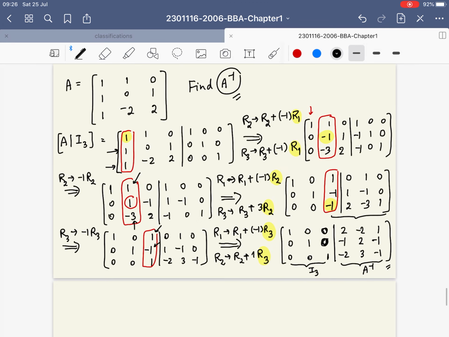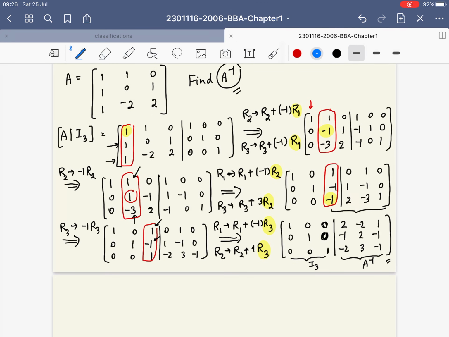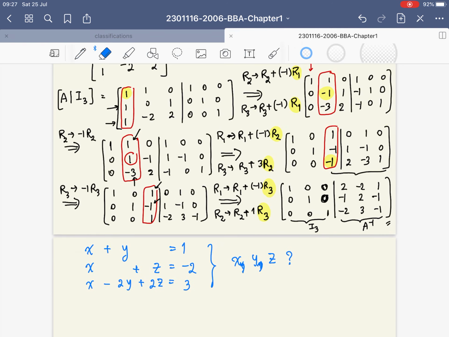So let us try to ask you like this. If you have x plus y equals 1, x plus z equals negative 2, and x minus 2y plus 2z equals 3, can you solve for x, y, and z?